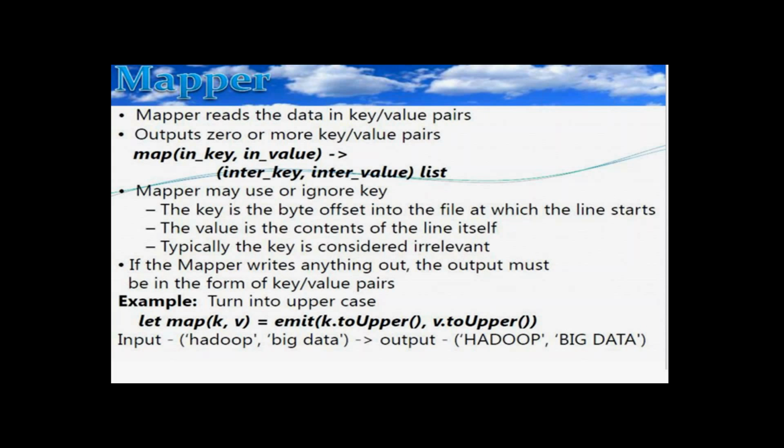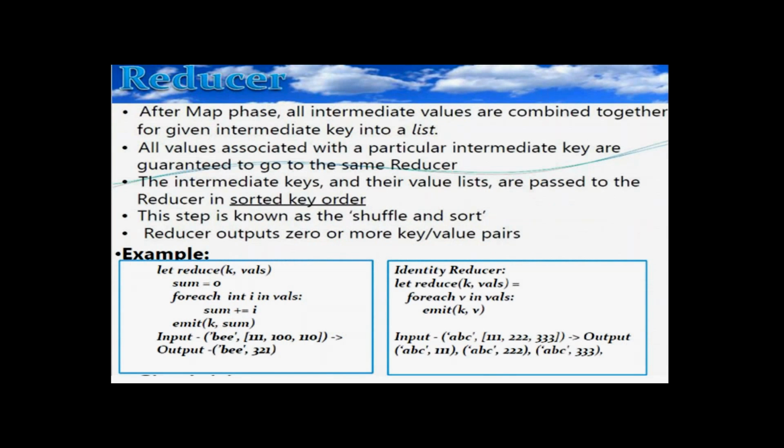So these are some examples. In the reducer also the same thing. After the map phase, all intermediate values for a given intermediate key are combined together into a list. So it's something like sorting and shuffling. All values associated with a particular intermediate key are guaranteed to go to the same reducer.